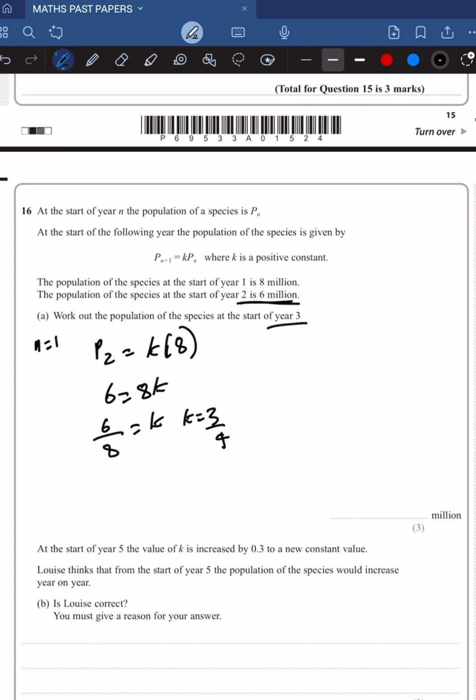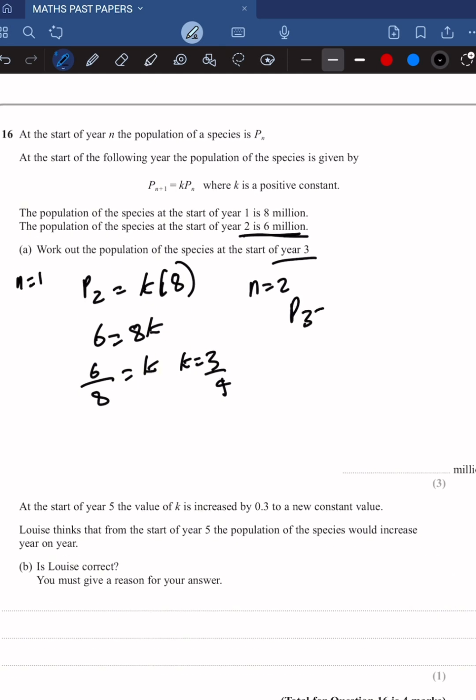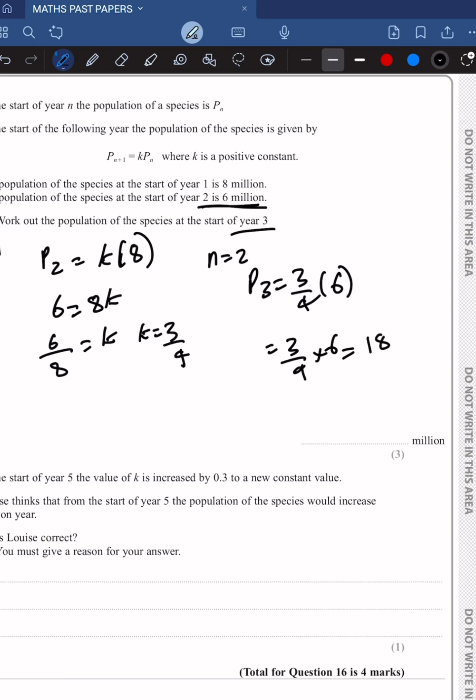Now we can do the same thing with year 3. To work out year 3, we need to make n equal to 2. So P3 equals K, 3 over 4, times the population in year 2, because it's P2 now. That is 3 over 4 times 6, which is 18 over 4. And that's going to give us 4.5.